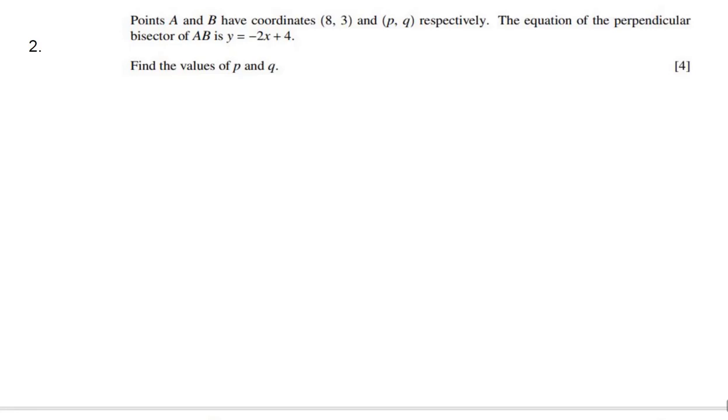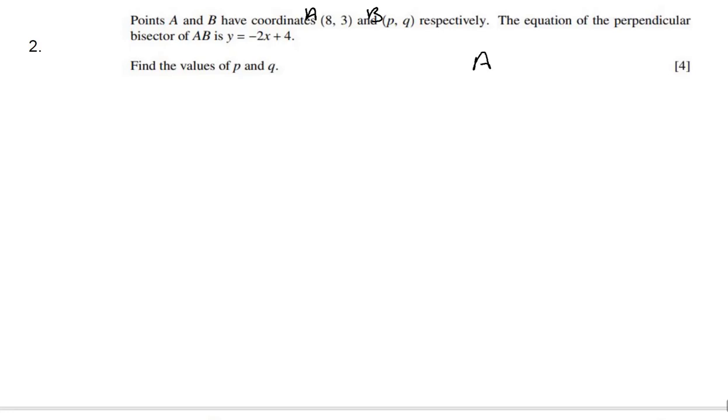We've got points A and B are the coordinates (a, 8) and (p, q), respectively. All right, so that means this is A and this is B. The equation of the perpendicular bisector of AB is y equals negative 2x plus 4. And see, it's kind of important that you understand what a perpendicular bisector is, so let's make sure we're clear on this.